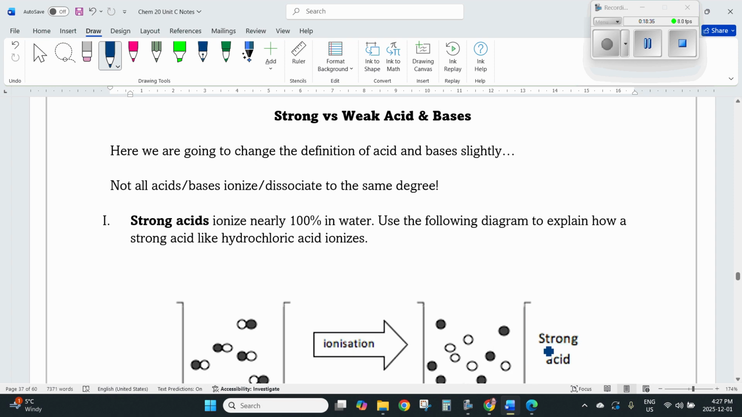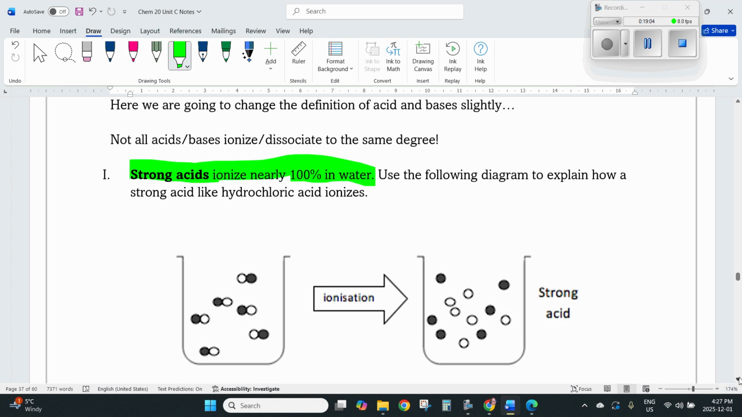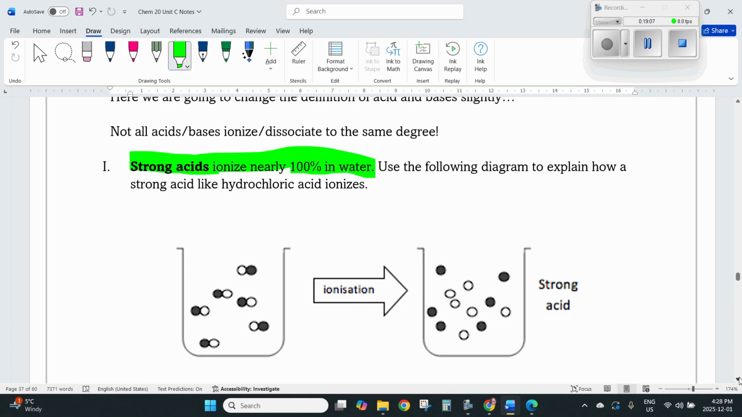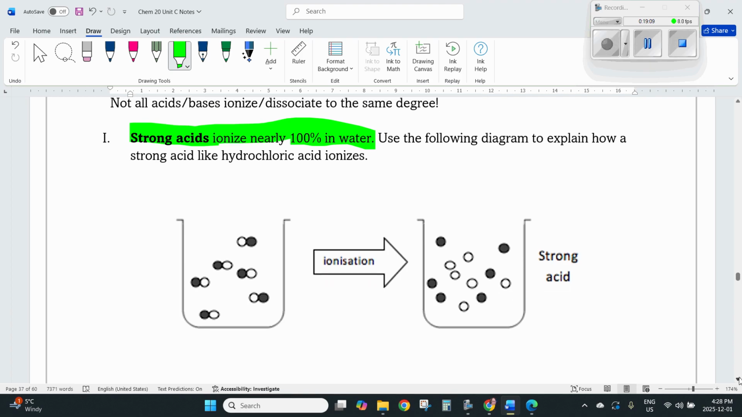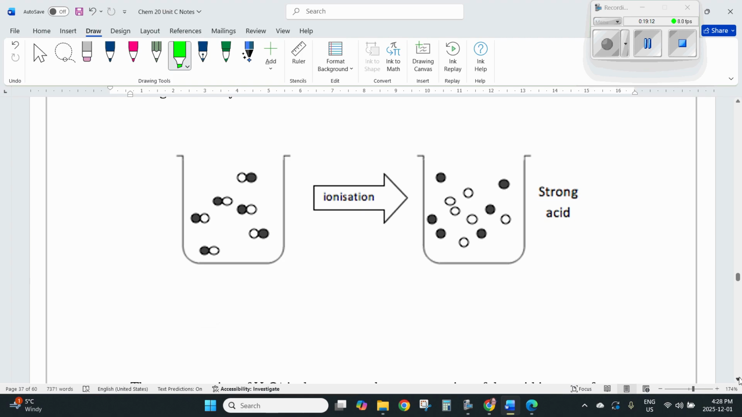Not all acids and bases are going to ionize or dissociate to the same degree. Acids ionize and bases dissociate, which is why you see it worded that way in your notes package. You can choose to highlight if you want. Strong acids are going to ionize at nearly 100% in water. Use the following diagram to explain how strong acids like hydrochloric acid ionize.